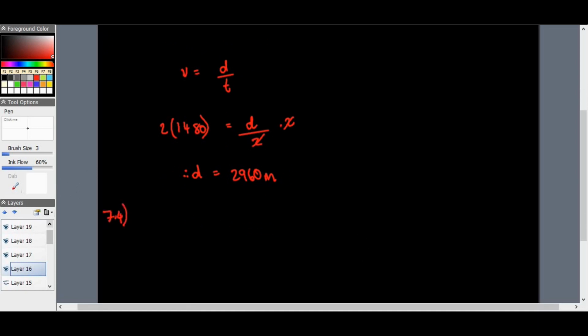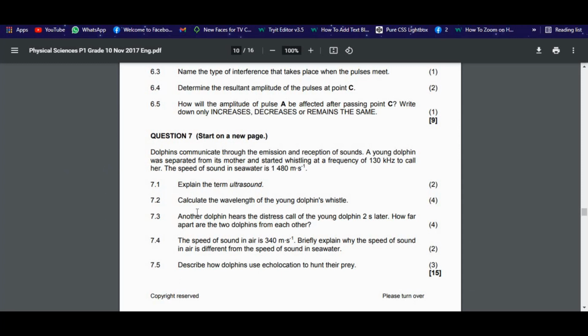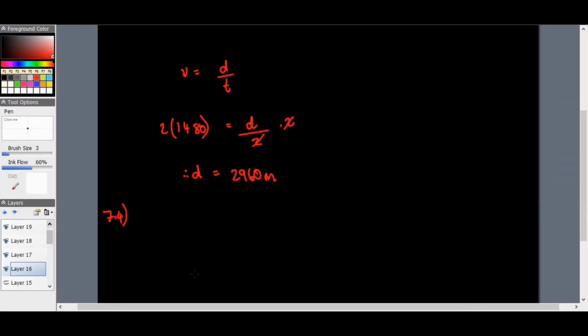And the last question, I think, I might be wrong. Yeah, no, second last question, 7.4. They say the speed of sound in air, there's the number that I mentioned earlier, is 340 meters per second. Briefly explain why the speed of sound in air is different to the speed of sound in seawater. Well, we start off by saying, you don't have to write the bullet points down, but I'm just going to speed up my little answer here, that the speed of sound in air is slower.